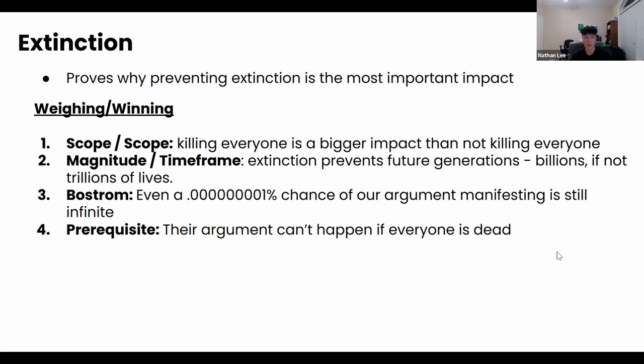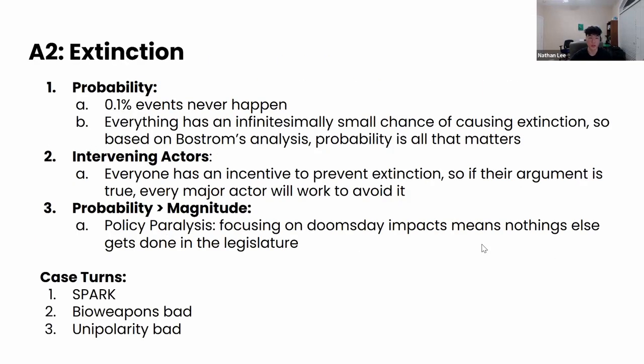Okay. And if you're reading SV, how do you respond to extinction? First is flipping that Bostrom argument on probability. If something is infinitesimally unlikely to happen, it's probably not going to happen. For example, we haven't been wiped out by a giant meteor because it's unlikely to happen. Also, if you get into the literature, Bostrom's analysis says that everything has a 0.1% chance of happening anyway.